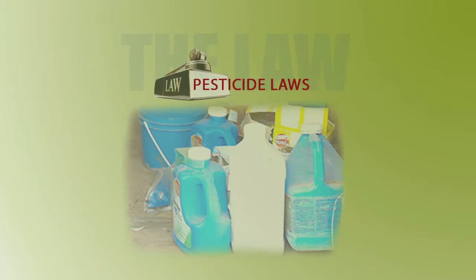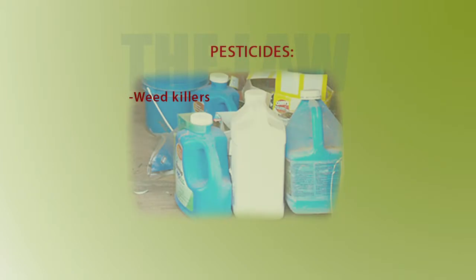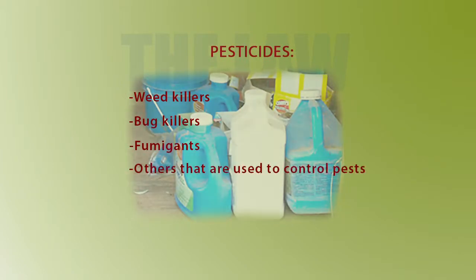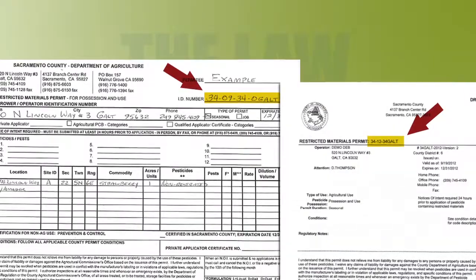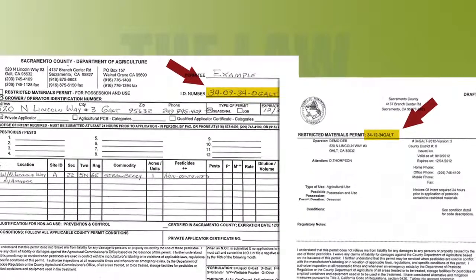Pesticide laws are designed to regulate the use of pesticides for human and environmental health. A pesticide is any kind of chemical including weed killers, bug killers, fumigants, and others that are used to control pests, but it can also be harmful to human beings and the environment. Before anything is applied to an agricultural crop that's going to be sold to the general public, you need to obtain either an operator identification number or a pesticide permit.